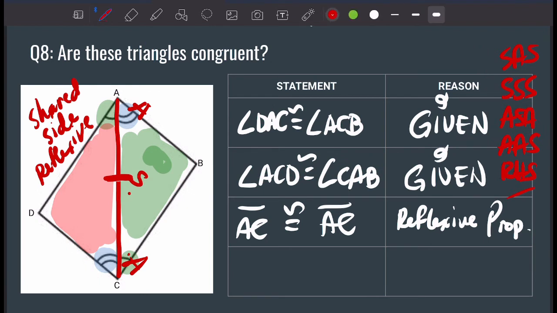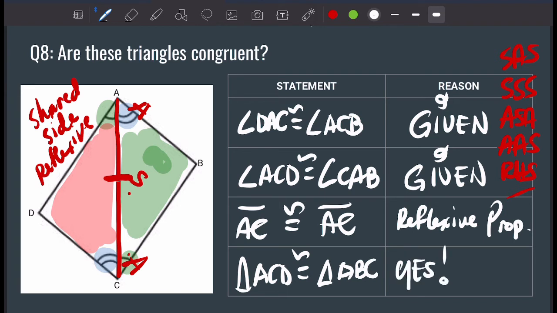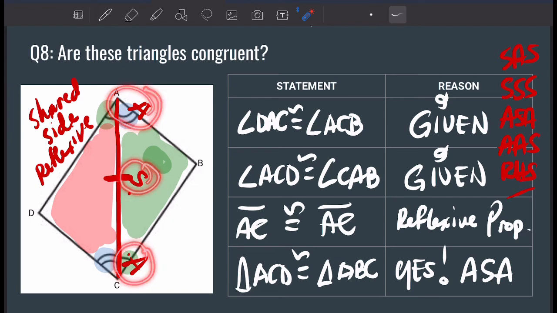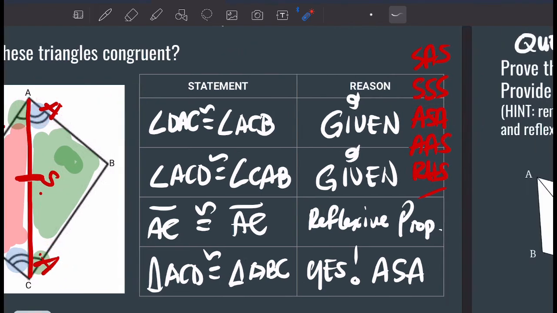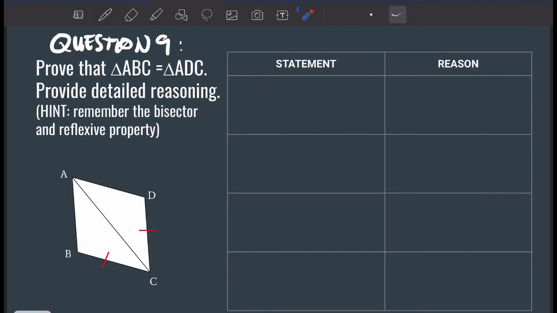So, is triangle ACD congruent to triangle ABC? Yes. What's the reason? Angle, side, angle. Now see the order? Okay. Angle first, side middle, angle next. Angle, side, angle. Okay. And question 9, again, this is the sample question that came after RHS.